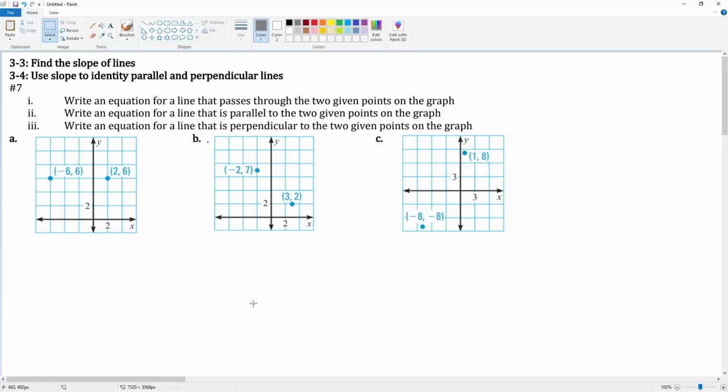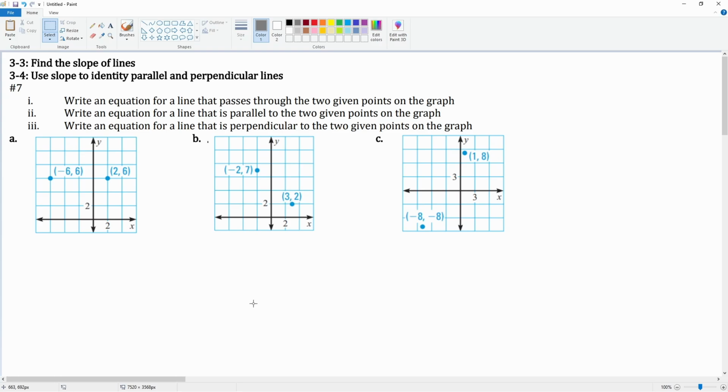We have 3-3 and 3-4. It asks us for number 7. There are 3 things that we have to do. We have to write an equation for a line that passes through those 2 given points. Then we have to write another line that is parallel to that line. Then we have to write a line that is perpendicular to those 2 points.